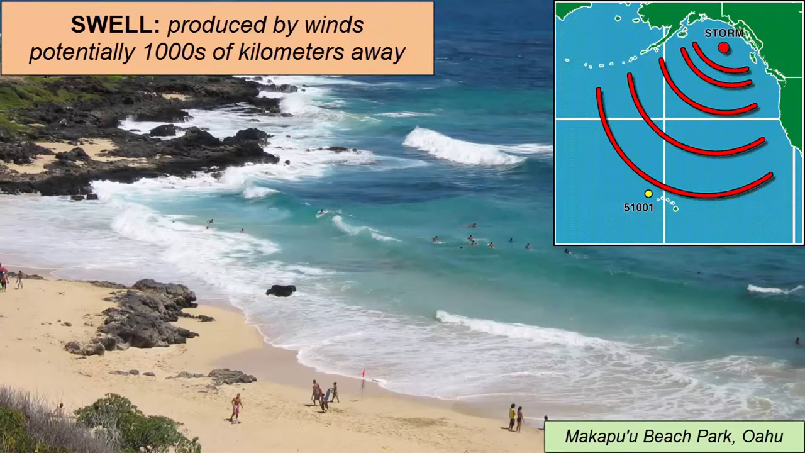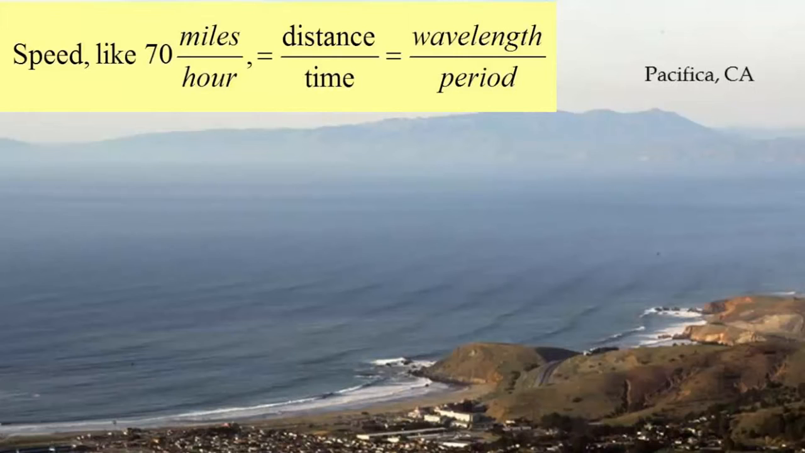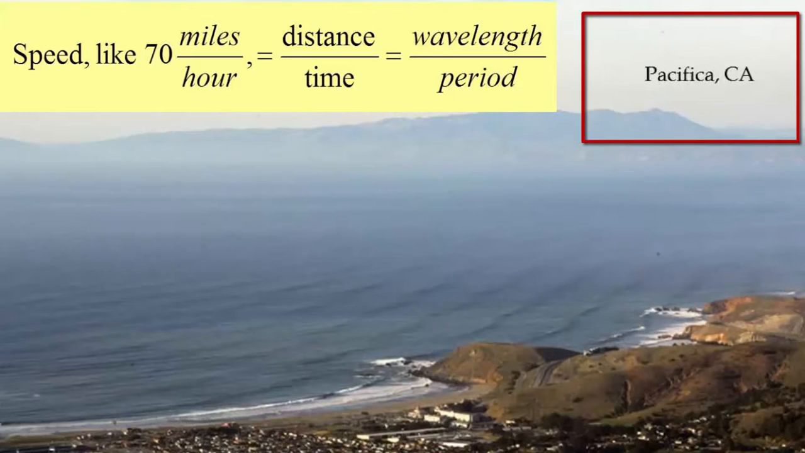What happens to them when they arrive? To answer that, we have to review a few more concepts. Let's talk first about wave speed. Like the more commonly known speed we associate with our cars on the highway, speed is simply distance over time. For a wave, the distance it travels in a given unit of time is its wavelength over its period.